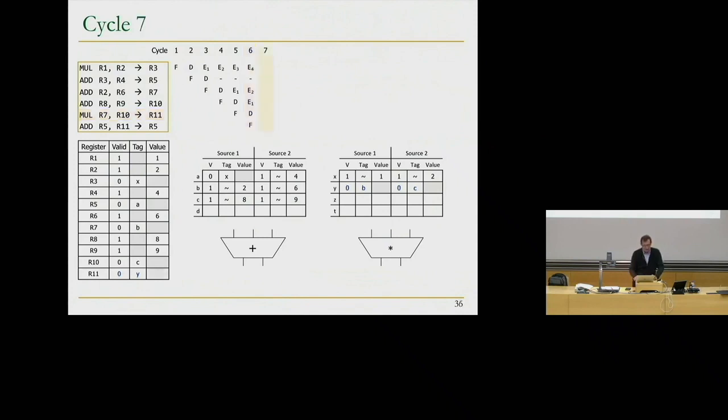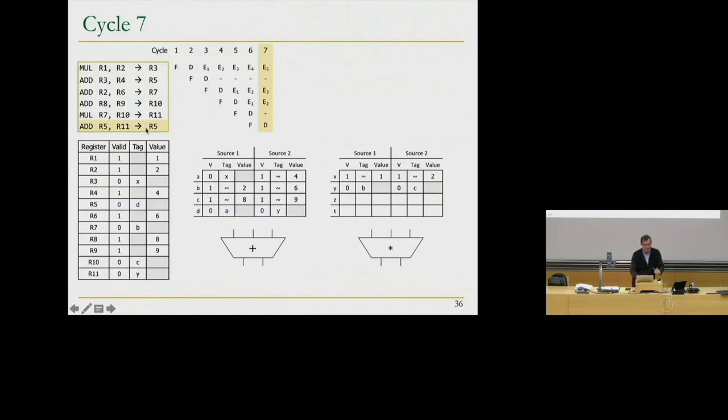Okay, so that's good. Now let's go into a more interesting case. So this is cycle 7. This instruction cannot execute, but this instruction we decode, the last instruction, R5, R11. Basically, we allocate a reservation station entry, and this instruction also happens to have both of its sources not ready. It's waiting for tag A and tag Y.